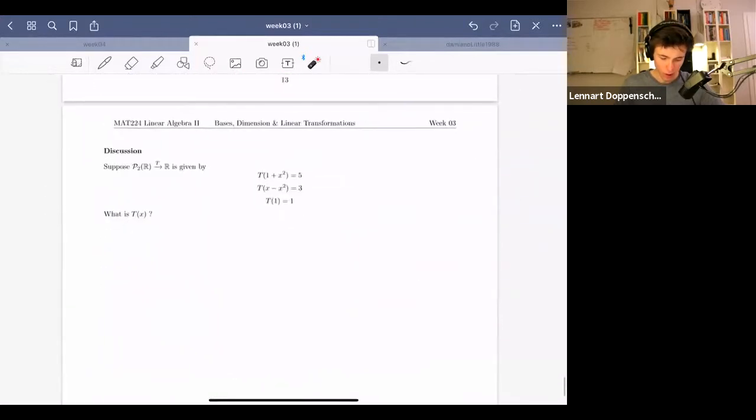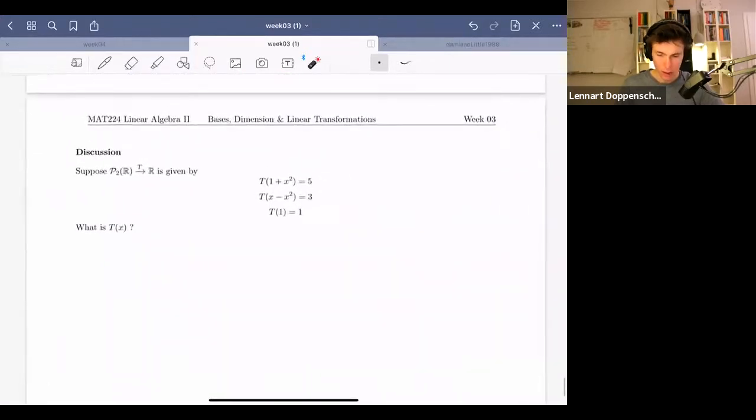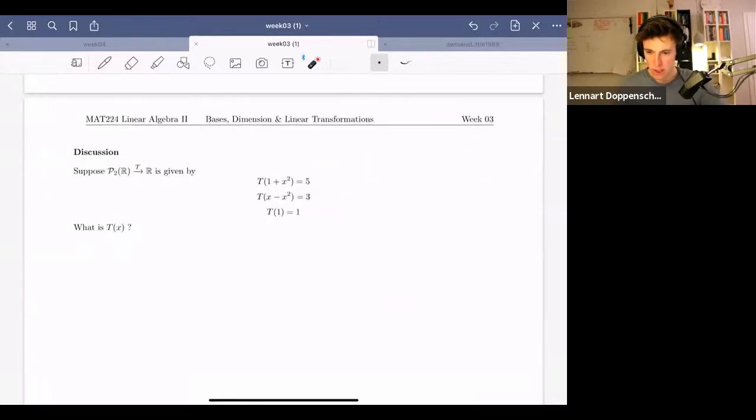Okay, so Andrew wrote in the chat something about degree n polynomials, but remember that the dimension of P and R is n plus 1. So your question is correct, except you need Rn plus 1. We're going to get to this later today.